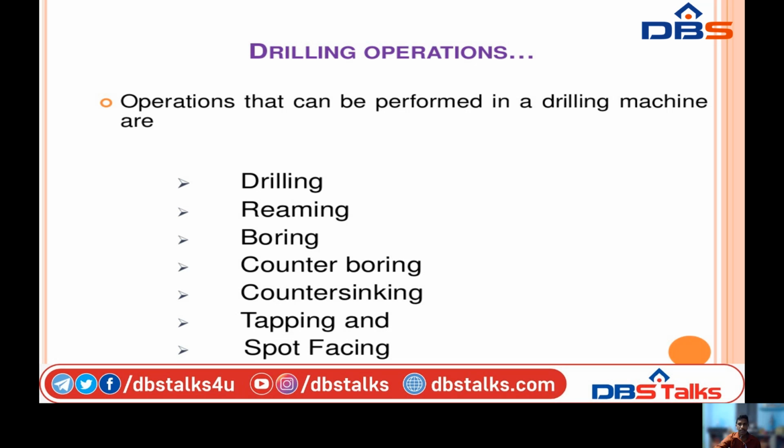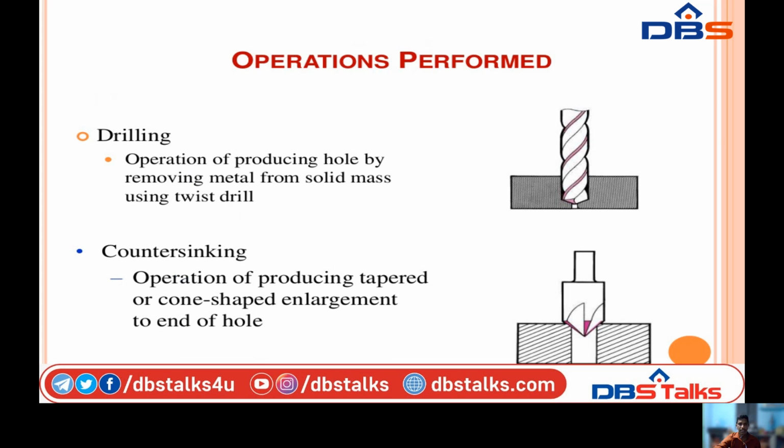Next, drilling operations. What are the operations performed on a drilling machine? Those are drilling, reaming, boring, counter sinking, tapping, and spot facing. First of all, drilling. Drilling is the operation of producing a hole by removing the metal from a solid mass using a twist drill. Here on the right side, I'm showing the twist drill. The top tool is the twist drill. Producing a hole by using a twist drill is the drilling operation.